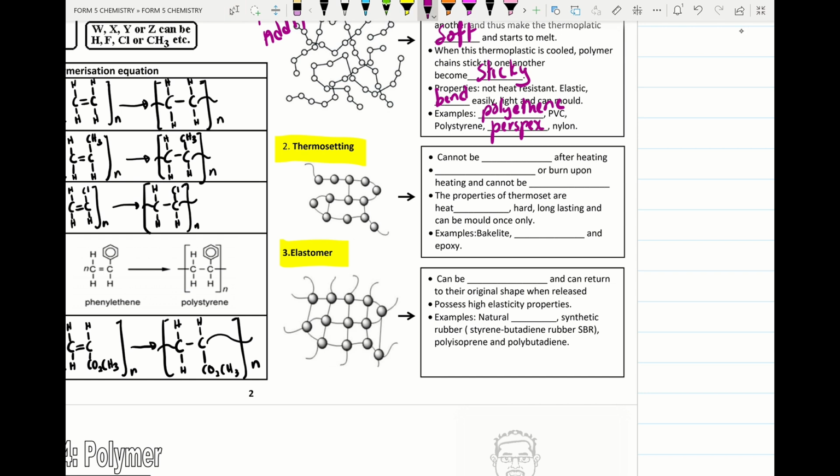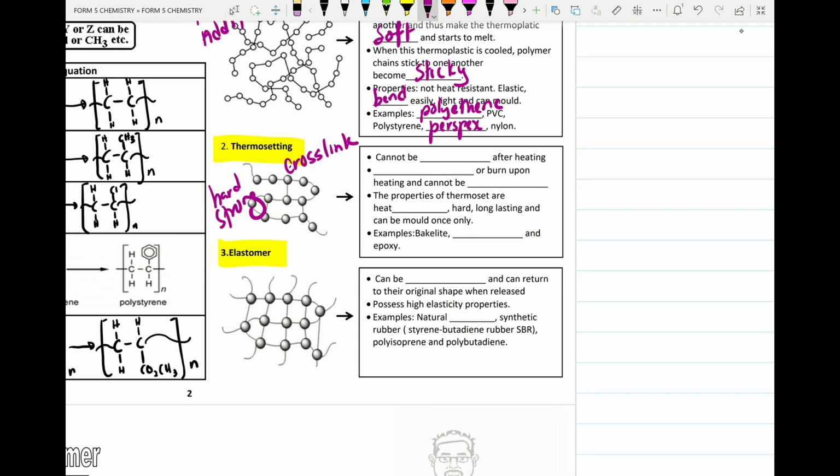Move on to the next one, thermosetting. For the thermosetting polymer, when we see the structure or diagram, there are cross-links present between the polymer chains. So this polymer is hard and also strong. This polymer cannot be remolded after heating, or we can remold only once, and after heating it will disintegrate or burn and cannot be recycled. The properties of thermoset are heat resistant, long lasting, and can be molded once only. Examples of thermosetting polymer are bakelite, melamine, and epoxy.